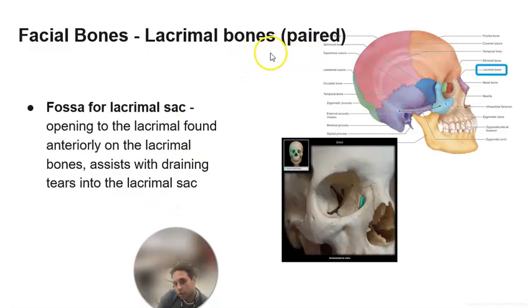Next, we have the lacrimal bones. Again, we have two of them, because we have two eyes. The lacrimal bone has a fossa, the fossa for the lacrimal sac. It's an opening found anterior on the lacrimal bone that assists with draining tears into the lacrimal sac. So your tears drain into the lacrimal sac through this fossa.